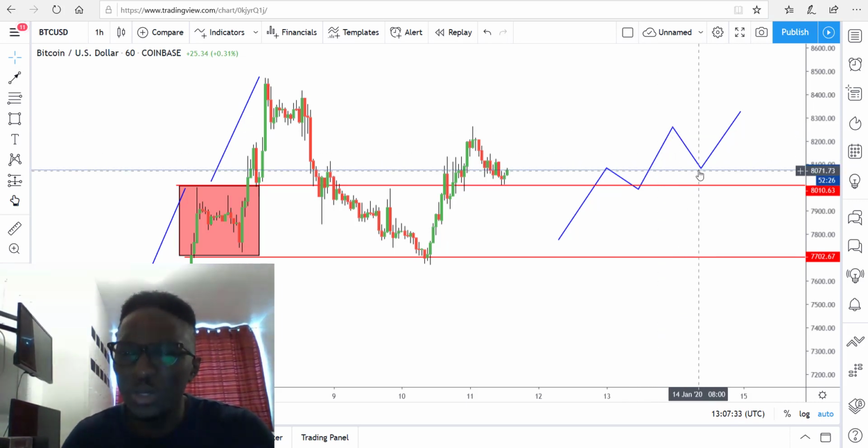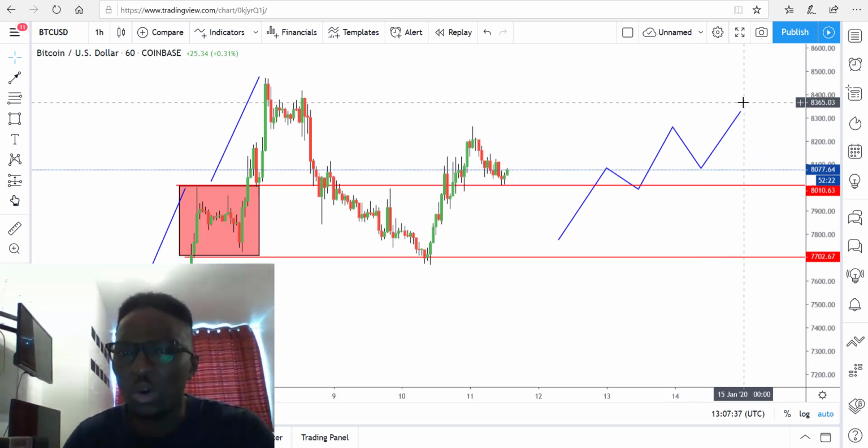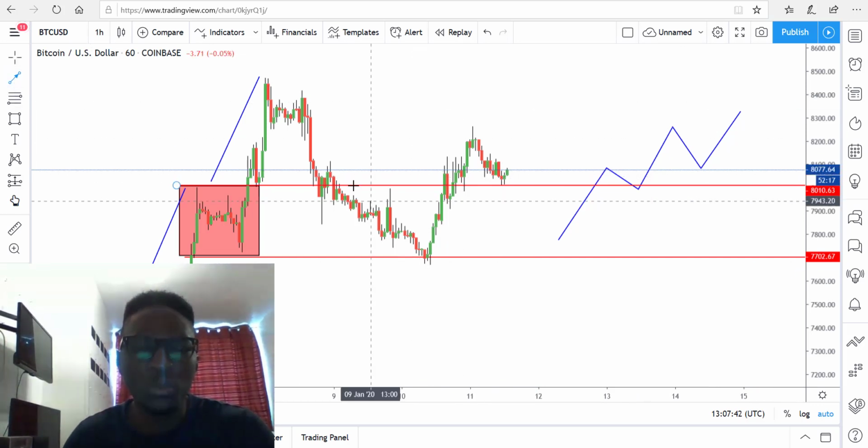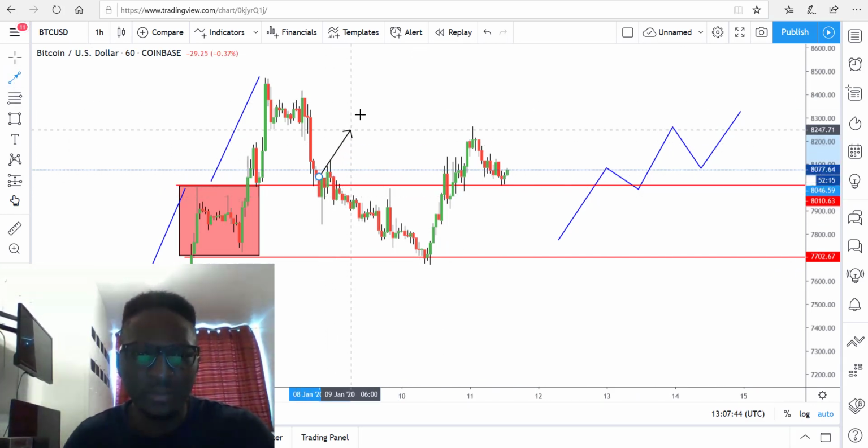Once the market comes back to the support level, this is where you place your trade, and eventually the market is going to go up and you're going to make some money, right? So this is what the first trader would have taken a trade here.